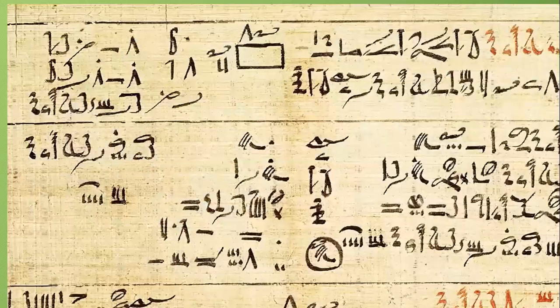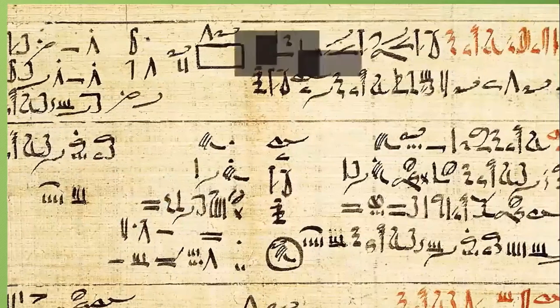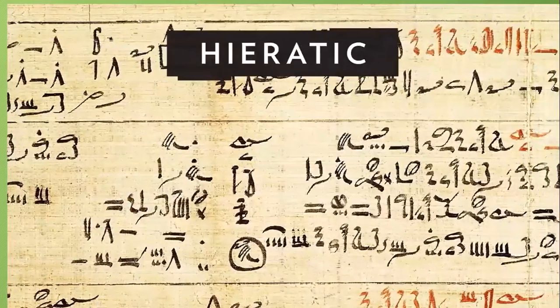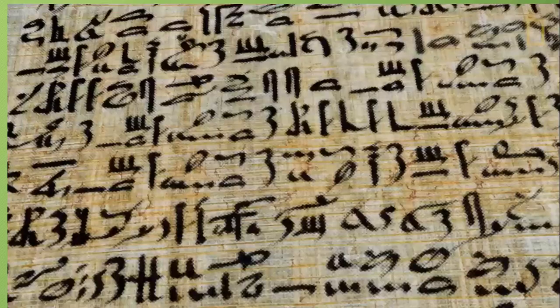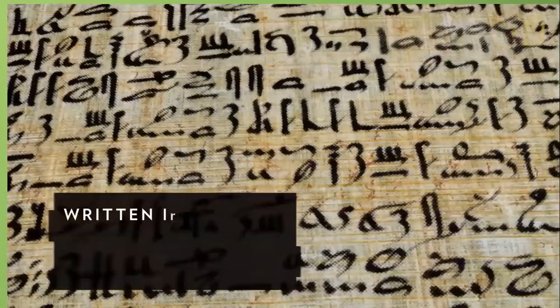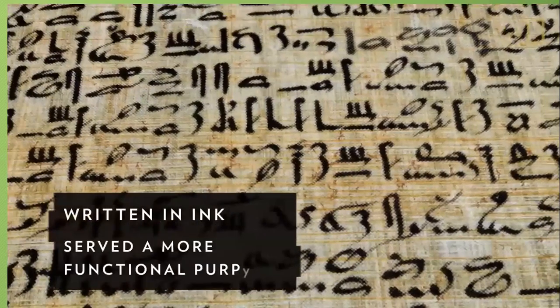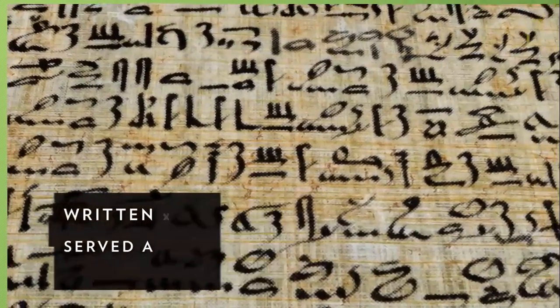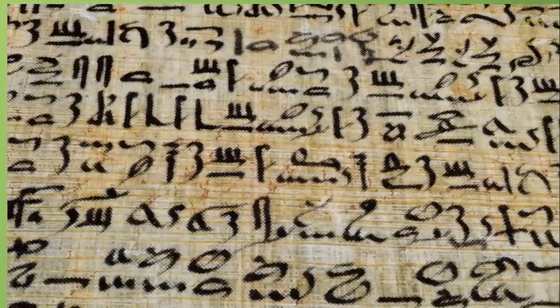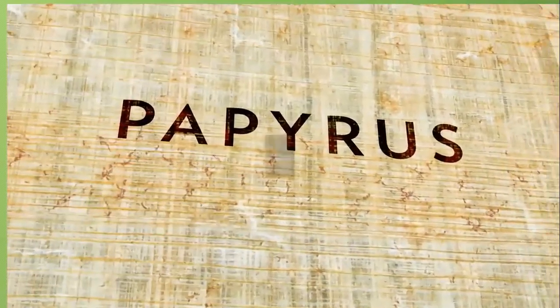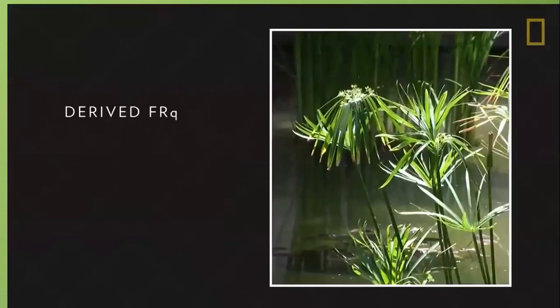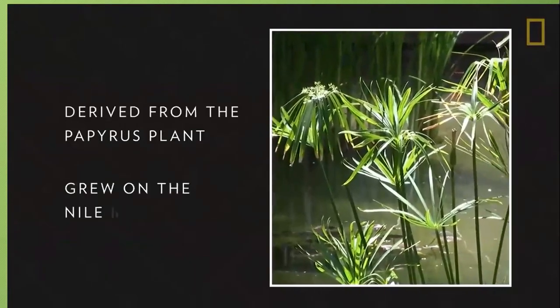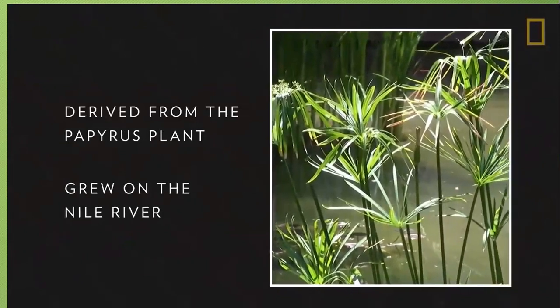Soon after, another ancient form of writing, called hieratic, developed out of the hieroglyphic system. It was a form of cursive that was written in ink and served a more functional purpose. Unlike its more formal predecessor, hieratic was written on another ancient Egyptian innovation, papyrus. Papyrus was a type of paper derived from the papyrus plant, which grew plentifully along the Nile River.